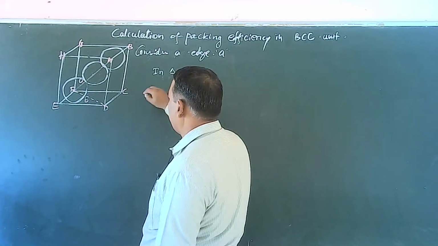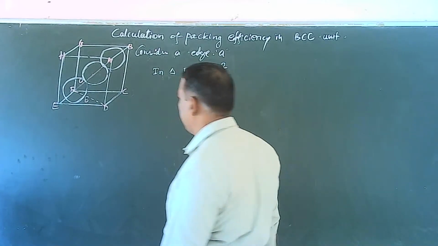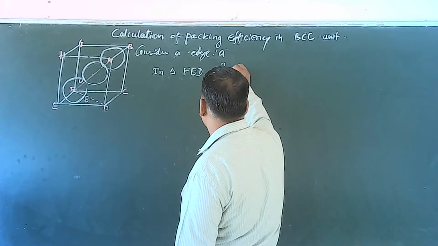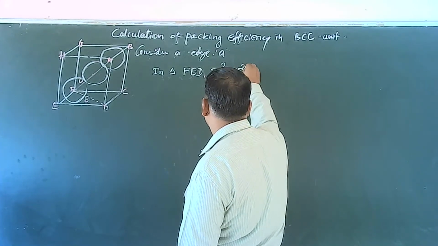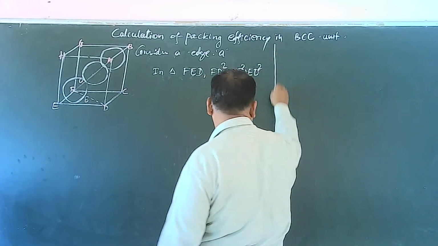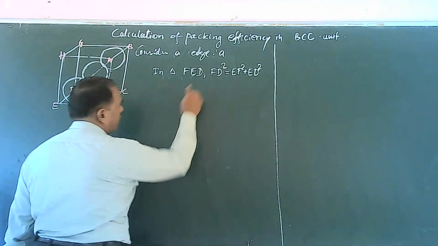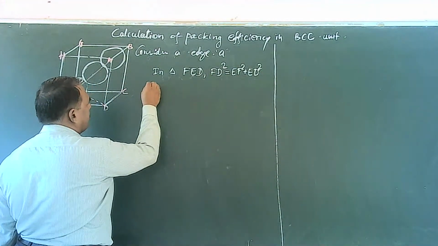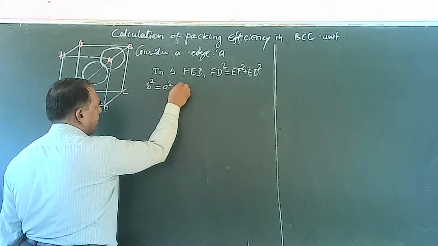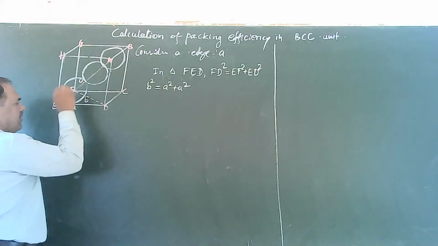FED. See what you will get? FD square is equal to EF square plus ED square. Are you clear? Now substitute the value. So this FD is nothing but B. See, B square is equal to A square plus A square. So this is nothing but A, and this is also nothing but A.